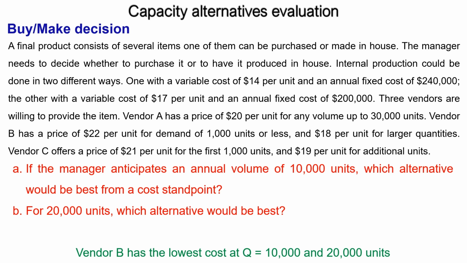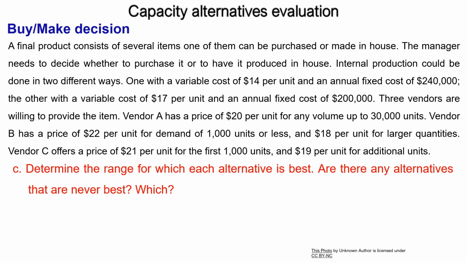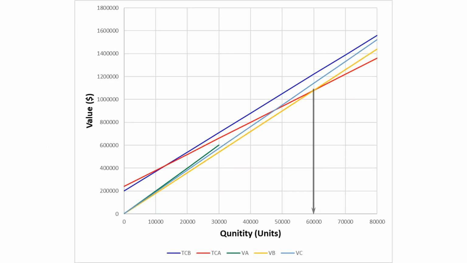If we do the same calculation for Q equal to 20,000 units, we will get the same result, which is vendor B has the lowest cost at Q equal to 20,000 units. So, the answer to the first 2 questions is vendor B has the lowest cost at Q equals 10,000 and 20,000 units. Let us now answer the first part of the third question, which is determine the range for which each alternative is best. To find this, let us go back to the graph.